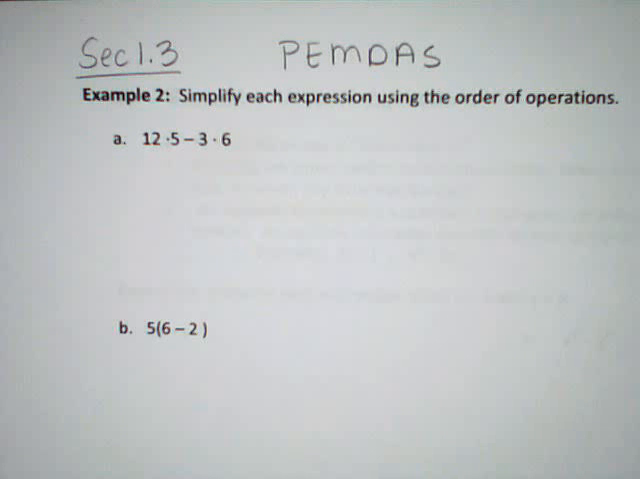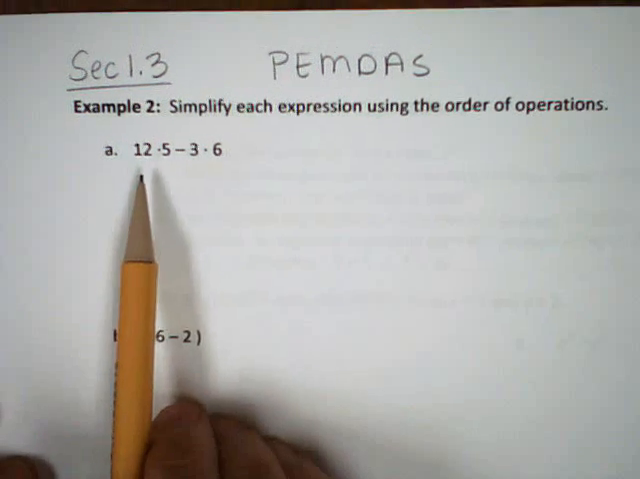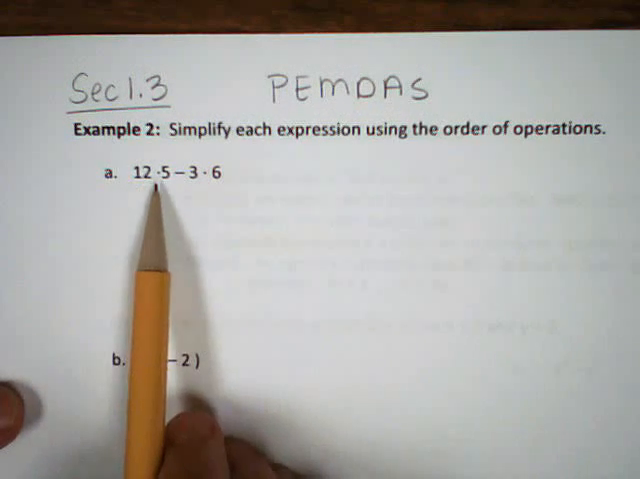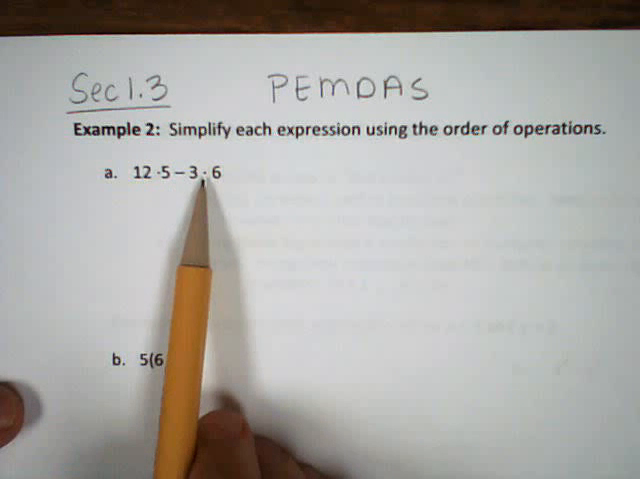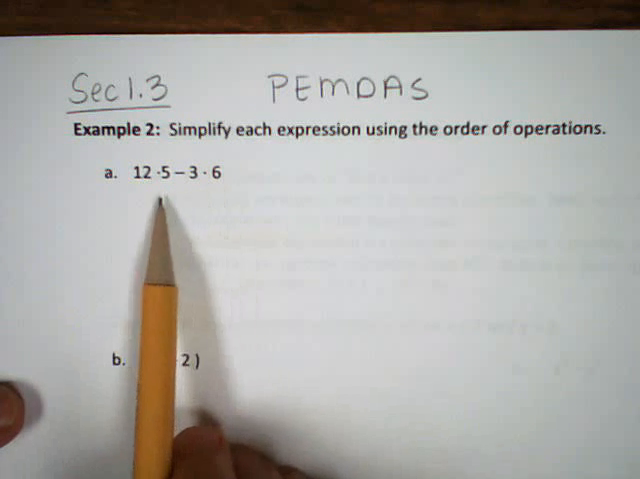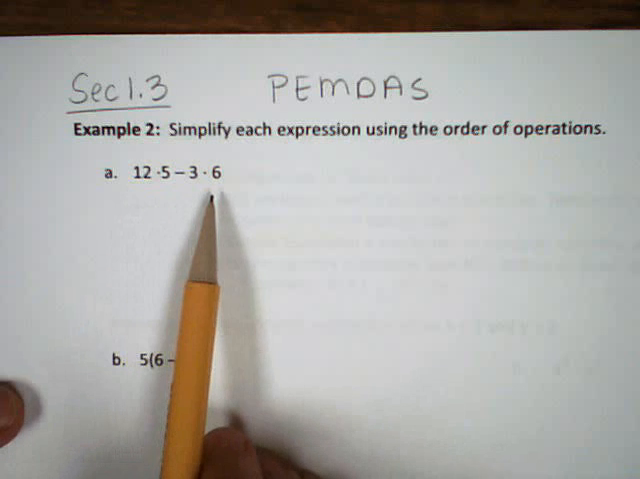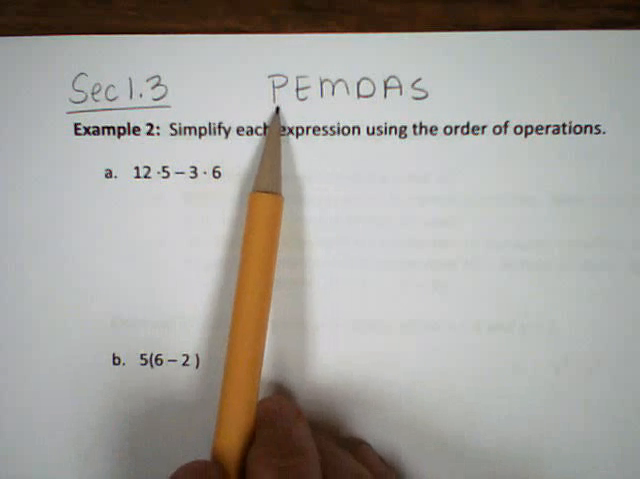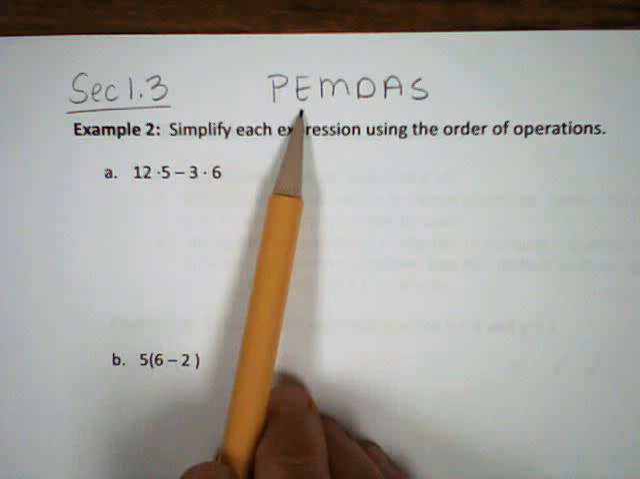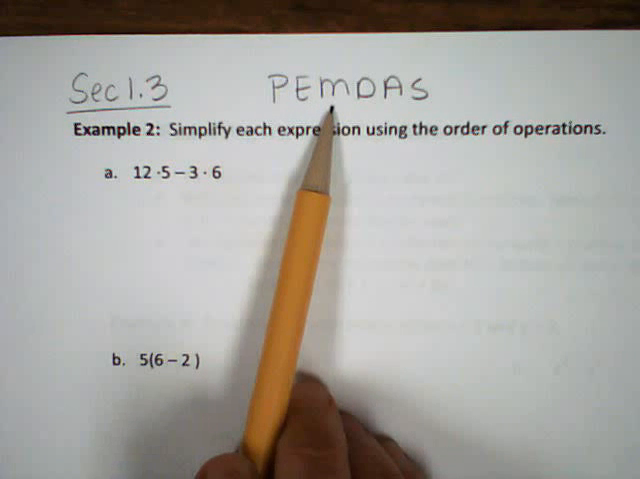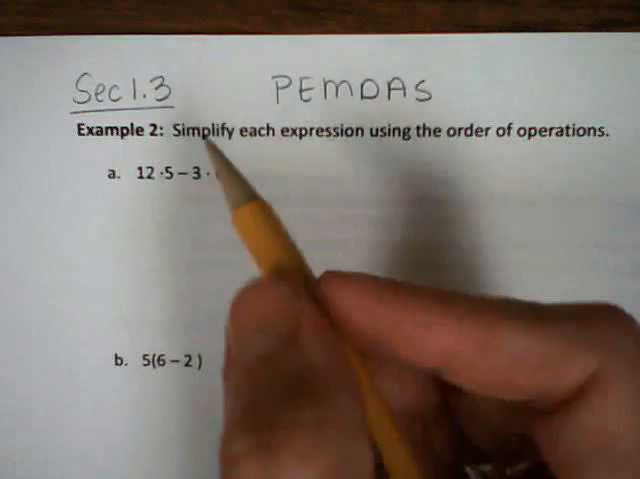Okay, continuing with order of operations, we have some examples to look at. Part A says 12 times 5 minus 3 times 6. You have to look at the operations in the problem and decide what needs to be done first. We don't have any parentheses, no exponents, but we do have multiplication. That's going to be done first.